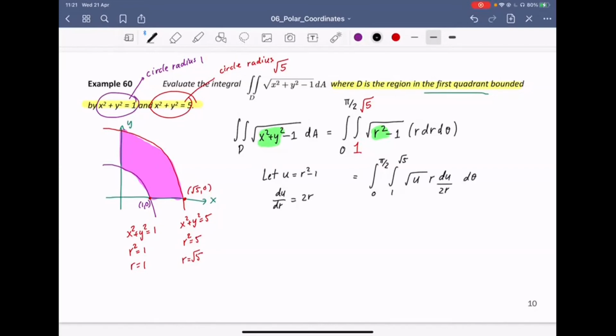Well, this is just a technique from Cal 1. I just use the substitution. So u is going to be r squared plus 1, so I can switch my dr to du over 2r. And then I can cancel one r out, and then I pull out 1/2.